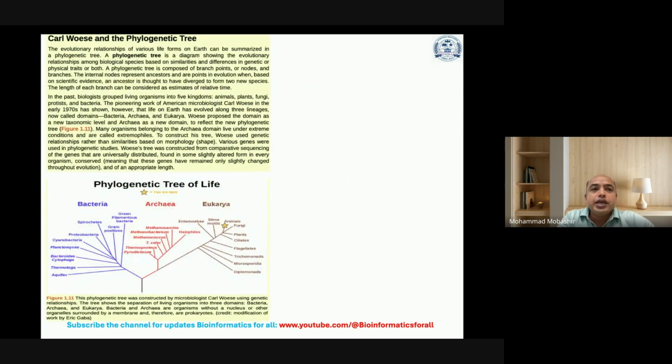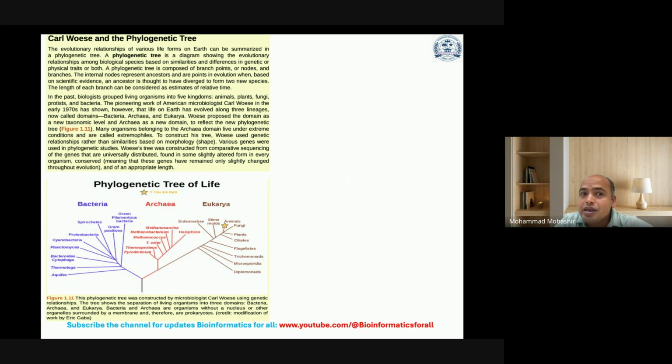So, here you can see some phylogenetic trees. A phylogenetic tree is a diagram showing the evolutionary relationship among biological species based on similarities and differences in genetic or physical traits or both.